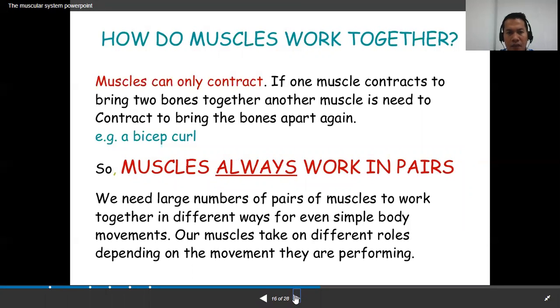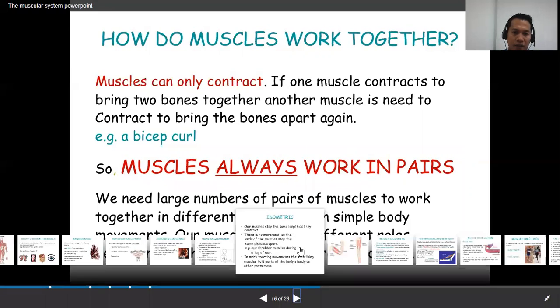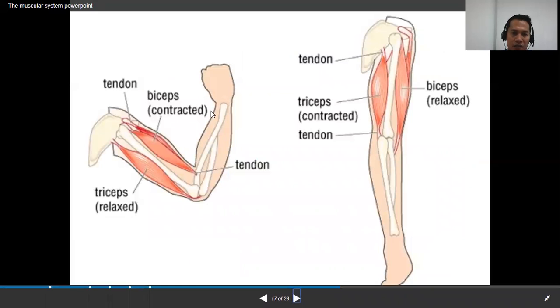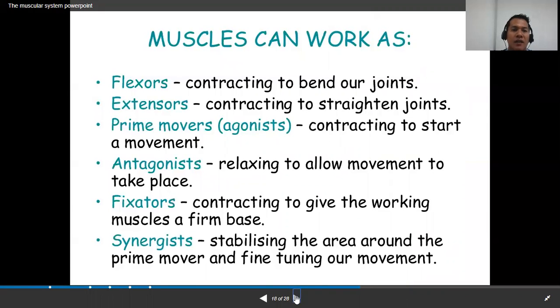Now, actually, how do muscles work together? They come in pairs. The muscles always work in pairs. So we need a large number of pairs of muscles to work together in different ways for even simple body movement. Okay, very important. Take a look at this. You are able to curl up your bicep with the triceps. So they always go together. The bicep and the triceps work together.